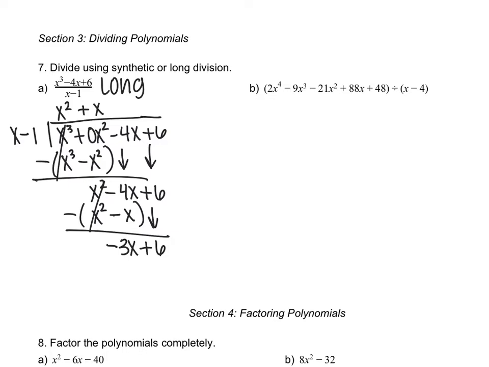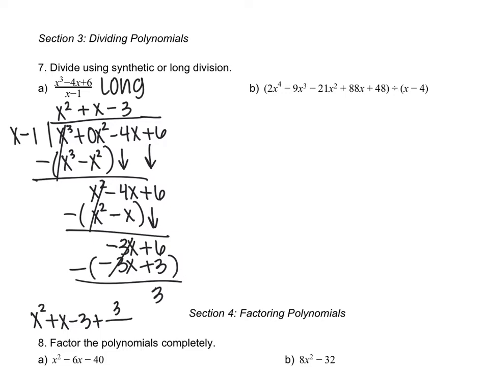Then we divide again. Negative 3x divided by x is negative 3. Then we multiply. Negative 3 times x is negative 3x. Negative 3 times negative 1 is positive 3. And then we subtract. Our x's cancel, and then 6 minus 3 is 3. So my final answer is x squared plus x minus 3 plus our remainder 3 over what we divided by, x minus 1.